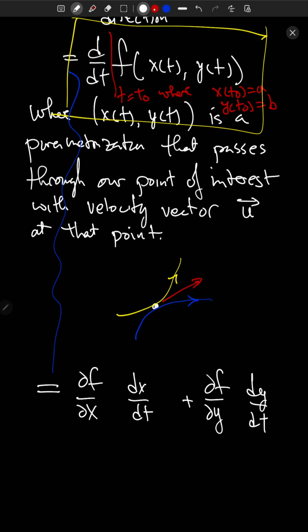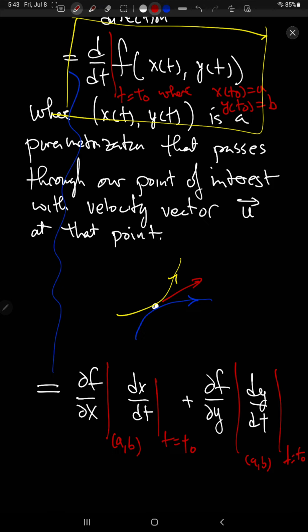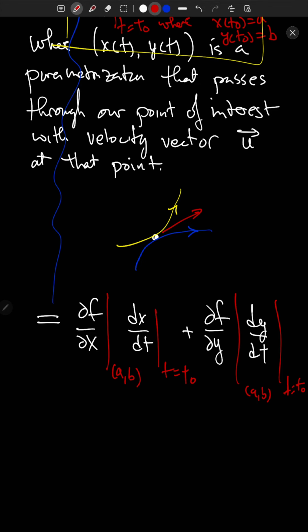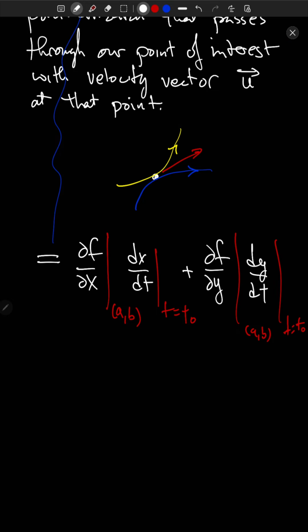Okay, and let me again put in red where we're evaluating these. So this is at our point of interest, (a, b). This is at t equals t naught, the point that corresponds to (a, b) under the parameterization of my curve. This is at (a, b), and this is at t equals t naught. Okay. All right. So the chain rule works, again, because we're differentiable. If we weren't differentiable, this line would fail, all right? And the whole thing falls apart.